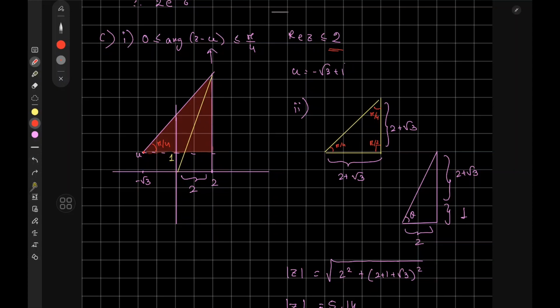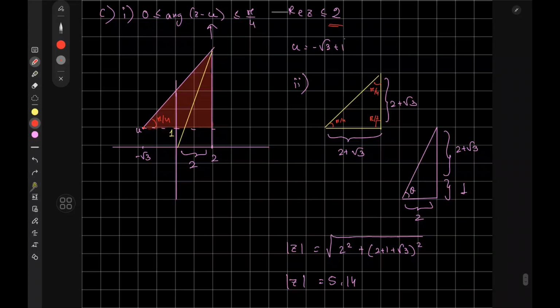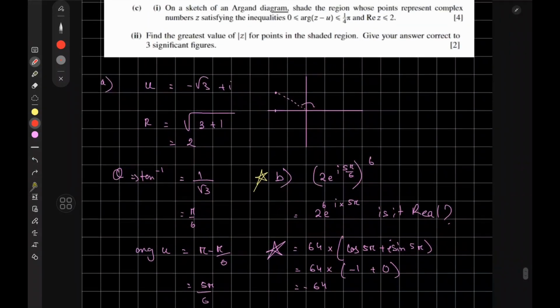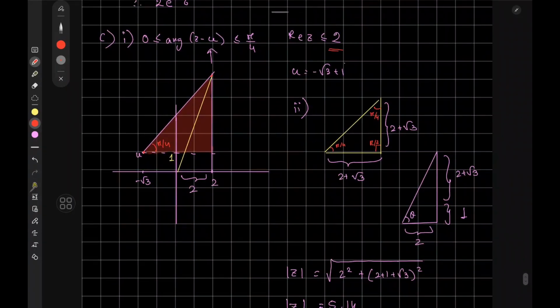Great. Now off to the last part. Find the greatest value of z modulus for points in the shaded region. Give your answer correct to 3 significant figures. Now, what does z modulus mean? Z modulus means the magnitude of the distance between origin and z. So they're asking, if z lies anywhere on this shaded region, where is the greatest magnitude of z modulus? Obviously at this topmost point, since this is the greatest distance from origin.